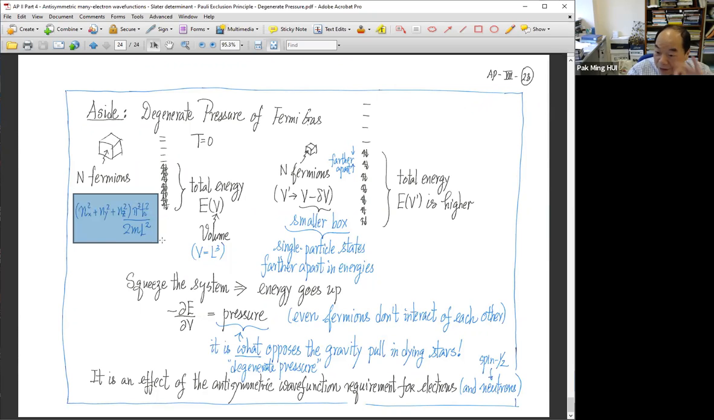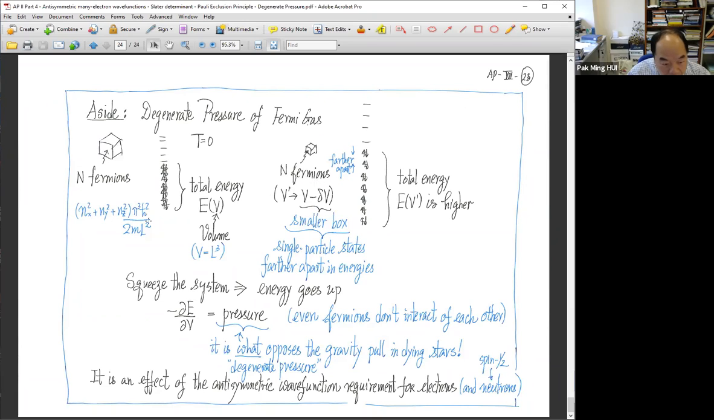So the allowed states will be at these energies. Then you fill in all these fermions, and because of the Pauli exclusion principle, after this level is occupied, you have to go up, and then you run out of fermions. This will be called the Fermi energy. If you haven't heard about the Fermi energy, don't worry, I don't need it here, okay? But that is the meaning of the Fermi energy. Now, think about if the box becomes a little bit smaller. So this is smaller than the previous one. The volume is squeezed a little bit.